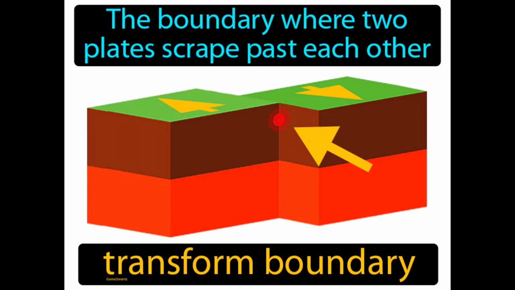The boundary where two plates scrape past each other. Transform boundary. A transform boundary is a place where two tectonic plates move sideways past each other, often causing earthquakes.